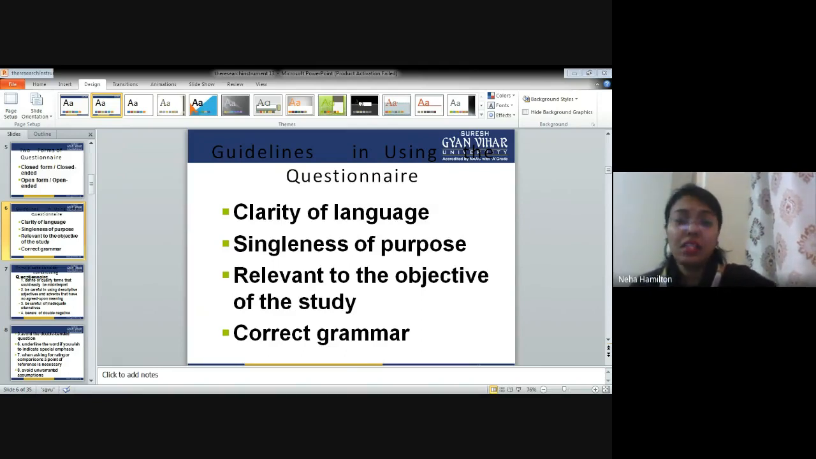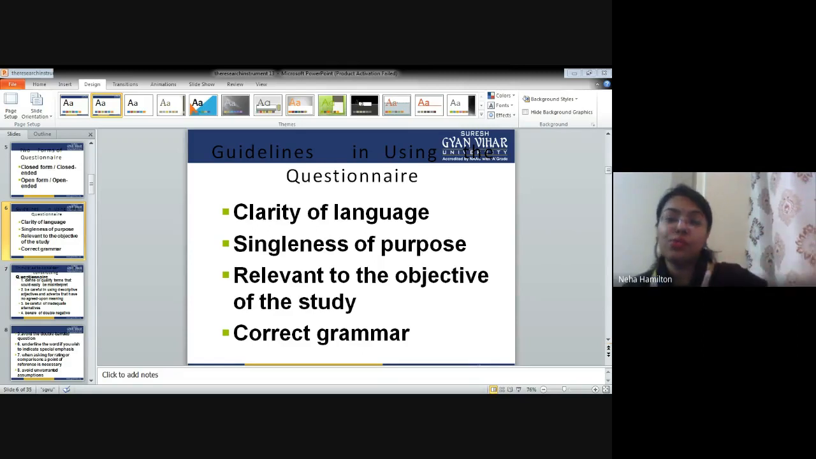Next is singleness of purpose. See, what is the basic motive of defining a research problem? The only motive of designing the research problem is clarity of objective and singleness of purpose relevant to the objective of the study. Whenever you design a hypothesis, only after that do you design a questionnaire, right? The first step is you have to decide the research design. After you have clarity in mind about your research purpose and research design, the next step is how relevant your topic is for a particular study.